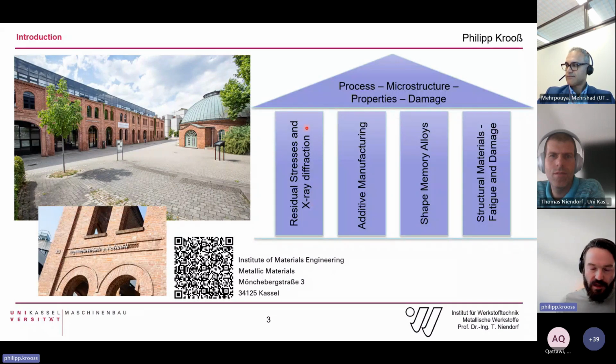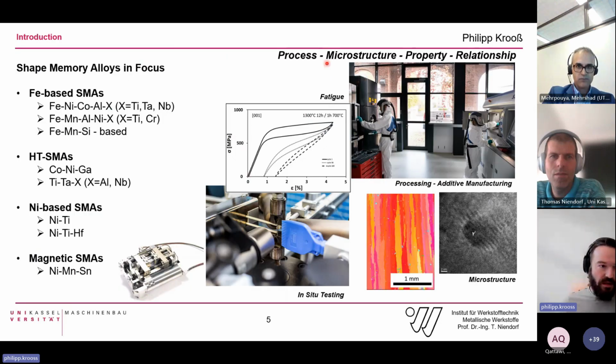These 4 groups are, so to say, interconnected via the idea to correlate between process, microstructure, properties and damage. So these groups are not separate in the institute. They are trying to cooperate, but we try to focus the topics in these 4 subtopics. So the idea is correlation between microstructure, process, properties, and damage evaluation. As I said, I'm the group leader of these 2 groups, so the topic today will be for sure from these 2 groups.